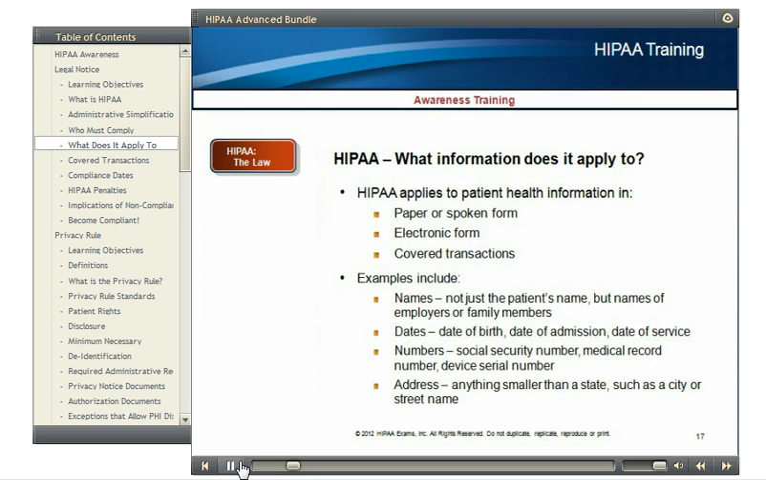HIPAA. What information does it apply to? HIPAA applies to patient health information in paper or spoken form, electronic form, covered transactions. Examples include names, not just the patient's name, but names of employers or family members. Dates, date of birth, date of admission, date of service. Numbers, Social Security number, medical record number, device serial number. Address, anything smaller than a state, such as a city or street name.